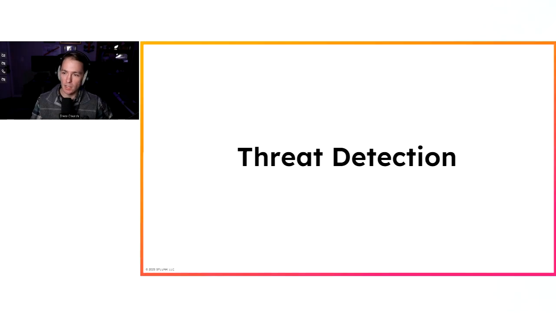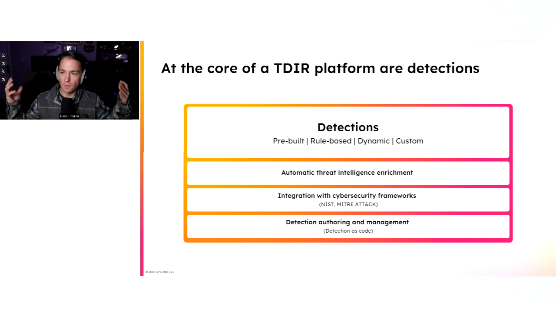So let's talk about some of the key things from a detection, investigation, and response portion. At the center of everything here are detections. What's the purpose of a SIEM? What is the purpose of this platform if we're not doing anything with the data? So detections are things like pre-built, rule-based, dynamic, and the detections that you and your teams author. How are we bringing intelligence into that? Are they integrated and capable with cybersecurity frameworks? Most folks are familiar with MITRE ATT&CK as an example. And then how do we make the experience for those detection engineers much better around authoring and management, thinking about things like detections as code?